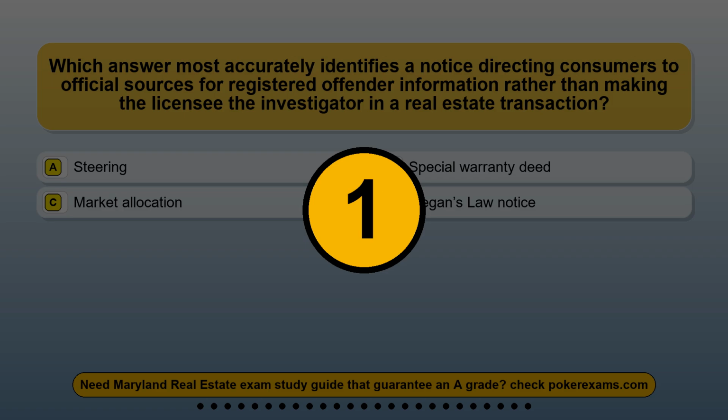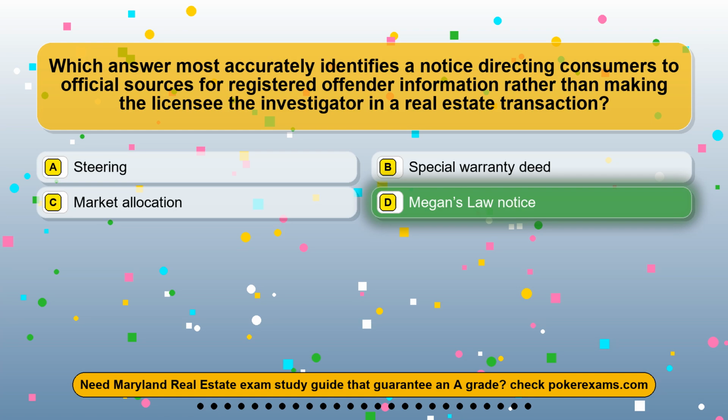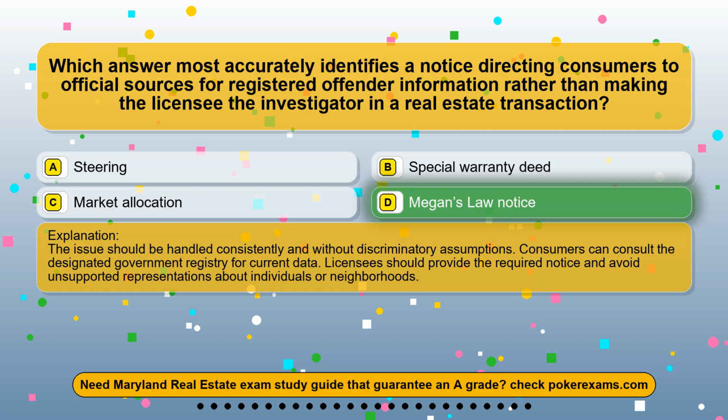The correct answer is option D, Megan's Law notice. The issue should be handled consistently and without discriminatory assumptions. Consumers can consult the designated government registry for current data. Licensees should provide the required notice and avoid unsupported representations about individuals or neighborhoods.